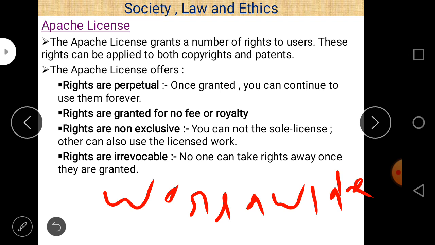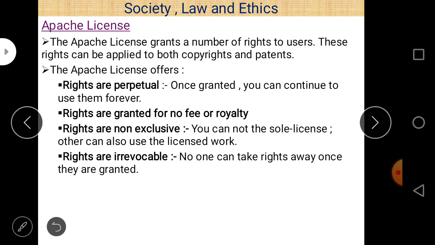And the next point is that rights are granted for no fees or royalty. Rights are non-exclusive, which means you are not the sole licensee; others can also use the licensed work. And fourth, rights are irrevocable, meaning no one can take the rights away once they are granted.